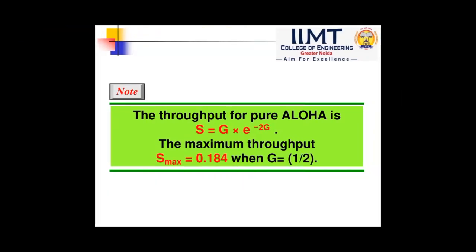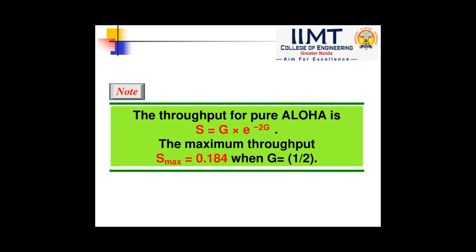The throughput of pure Aloha is G multiplied by e raised to the power minus 2G, and it gets its maximum value when the value of G is 1 upon 2. So here we see the maximum throughput is 0.184. When we convert this value, the answer will be 18.4%.